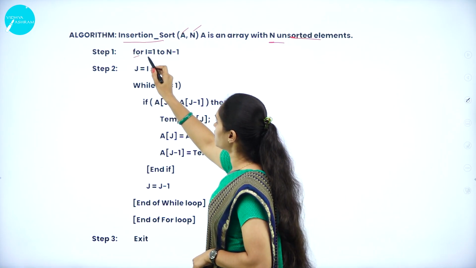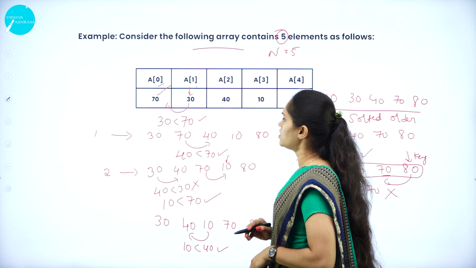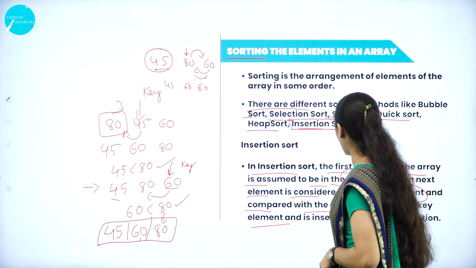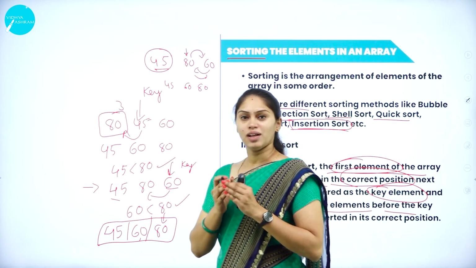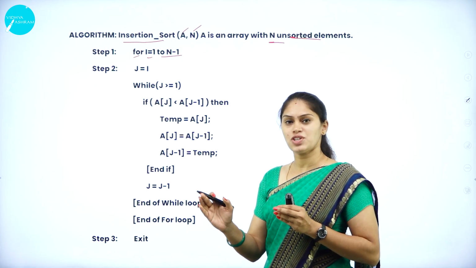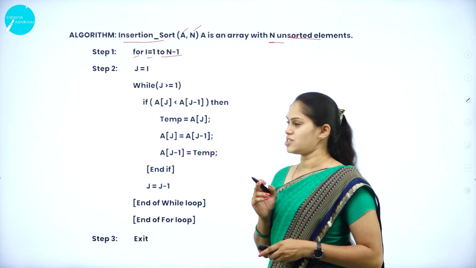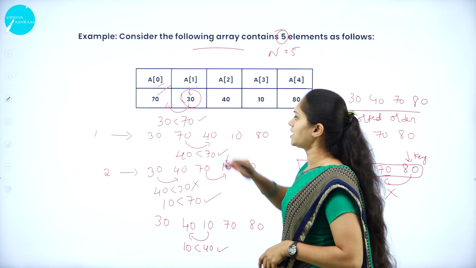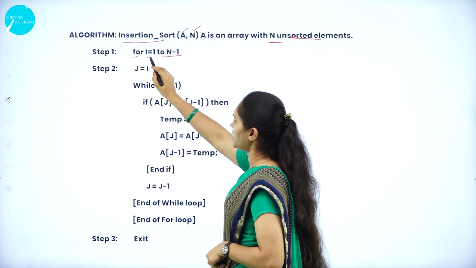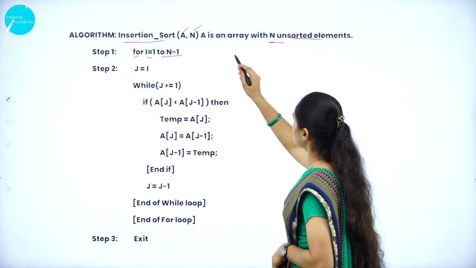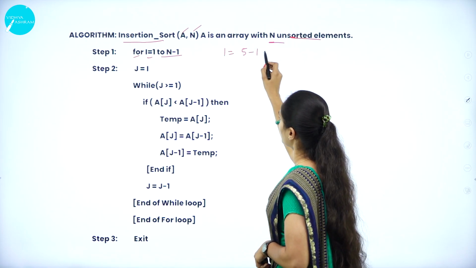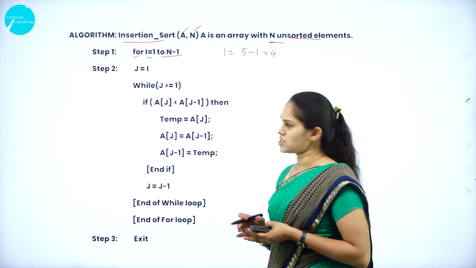So, for i is equal to 1 to n minus 1. As we all know, the index starts from 0. But we have already assumed that whatever the first element is in the array will be in the correct position. So I am not going to take the element from the 0th position. Instead we are taking an element from the first position, as the key element, so it becomes for i is equal to 1 to n minus 1. For example, if we have 5 elements, there will be 4 iterations, that is 1 to 5 minus 1, which is 4.